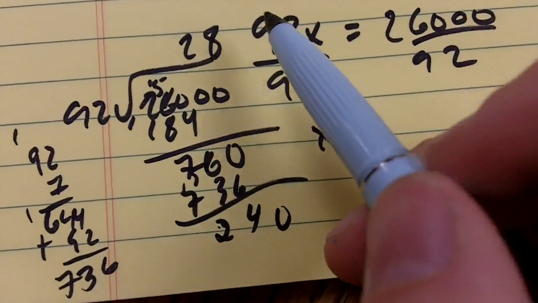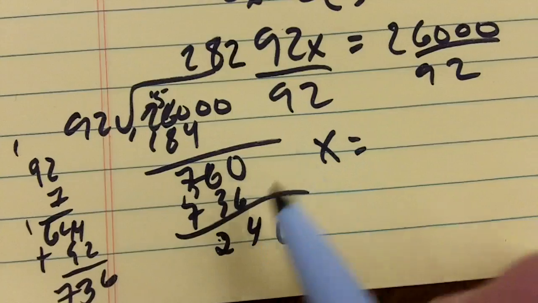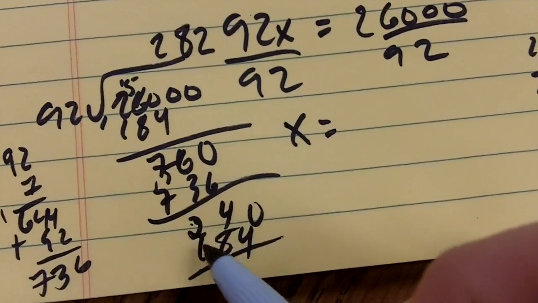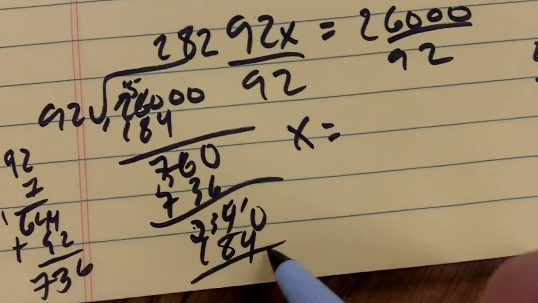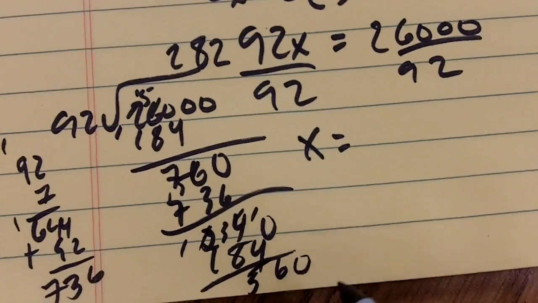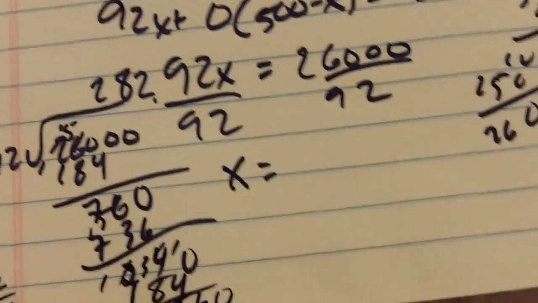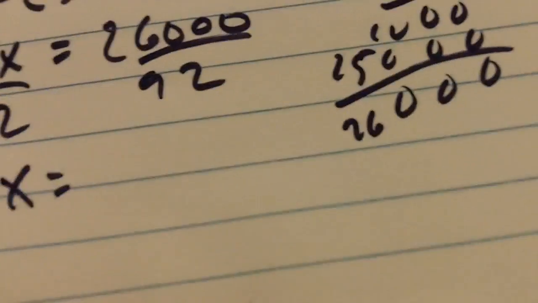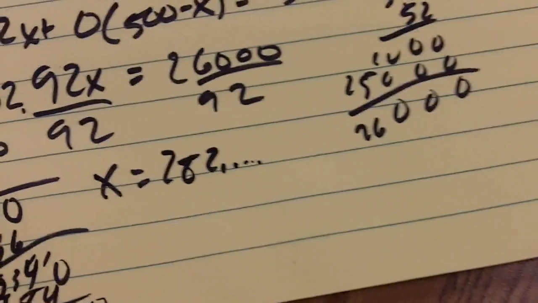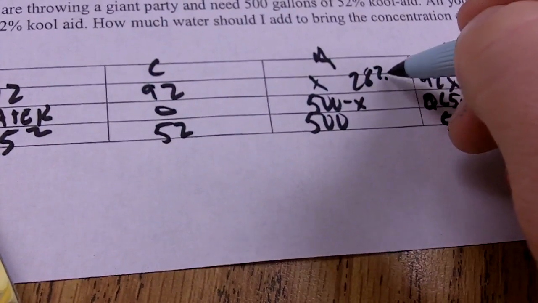It's only going to go in twice again. Twice. 184. Subtract, that's 56. See if 92 goes into 560. And we can keep going, but it's going to be 282 point something. So we're going to come over here and figure out x equals 282 point something. I don't care what that is really. So come over here, what was x? Is this one 282 point something?